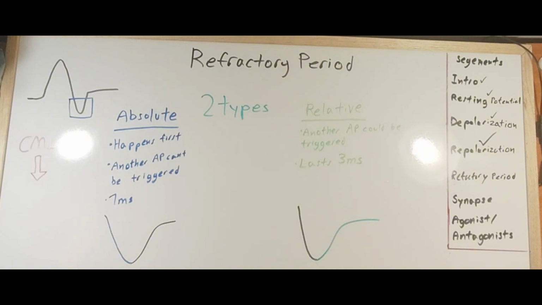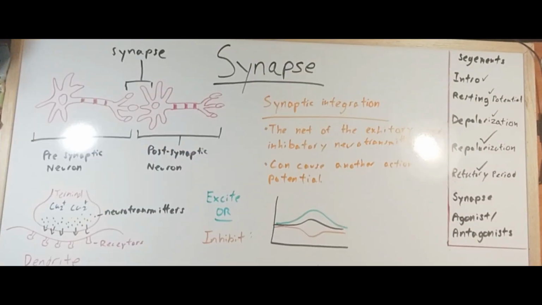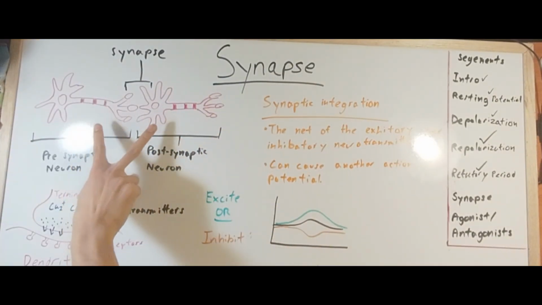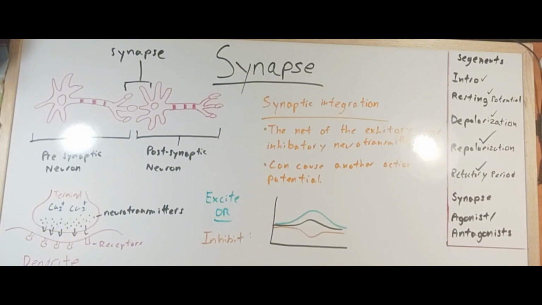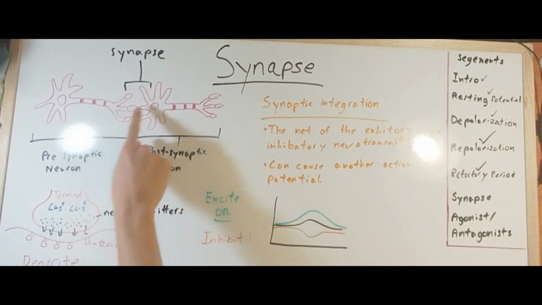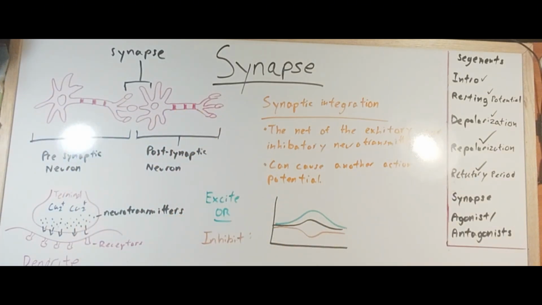So after the refractory period is over, the cell should return to its resting potential and another action potential can be triggered. A synapse is a connection between two neurons. So the neuron that's sending the impulse is the presynaptic neuron, and the neuron that's receiving that signal is the postsynaptic neuron. At the terminal end of the presynaptic neuron, there are axon bulbs, and those axon bulbs connect to the dendrites of the postsynaptic neuron, and they form a synaptic cleft. So there's a little space between them, but they're not actually touching. And this is how neurons send each other information, pretty much.